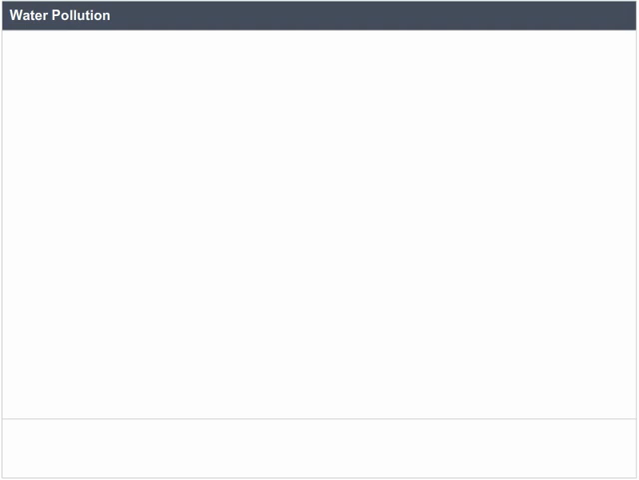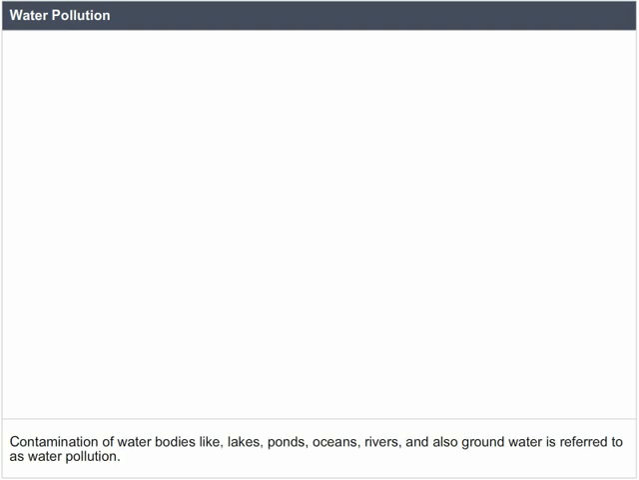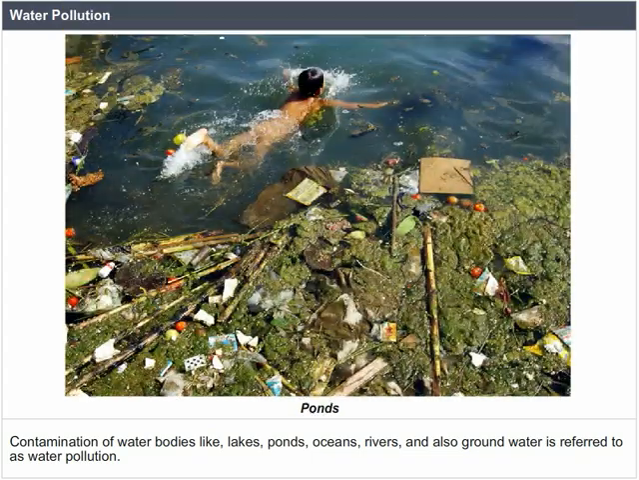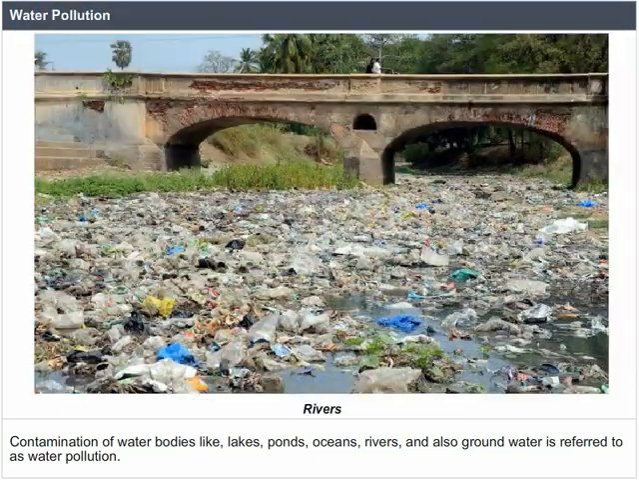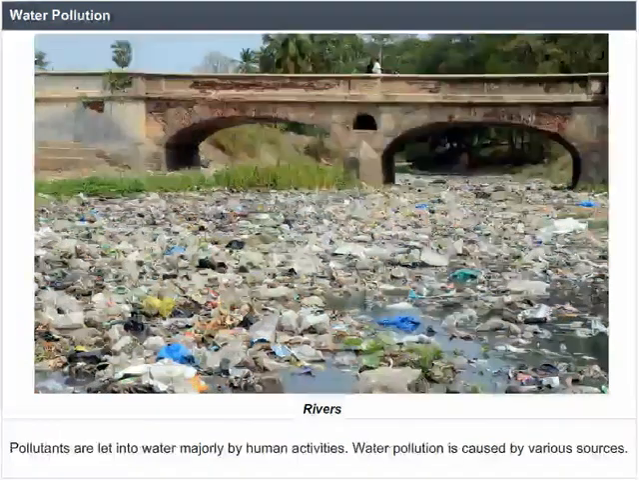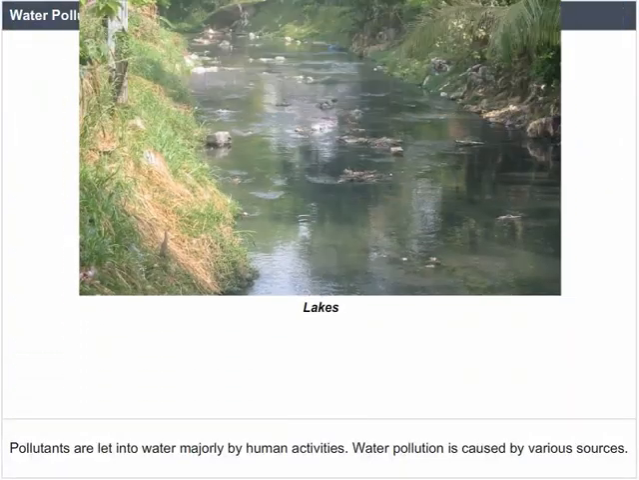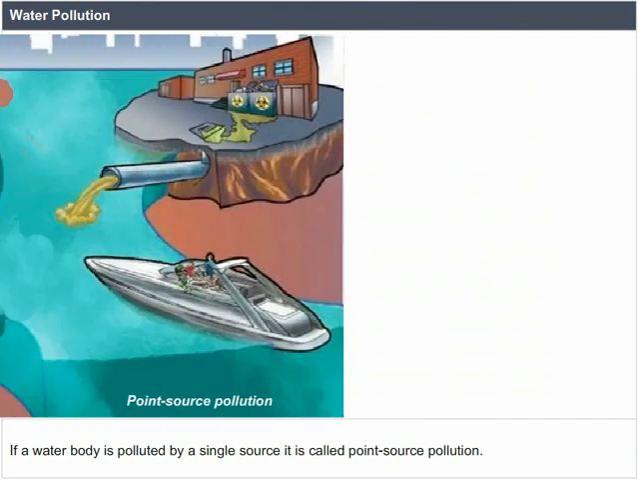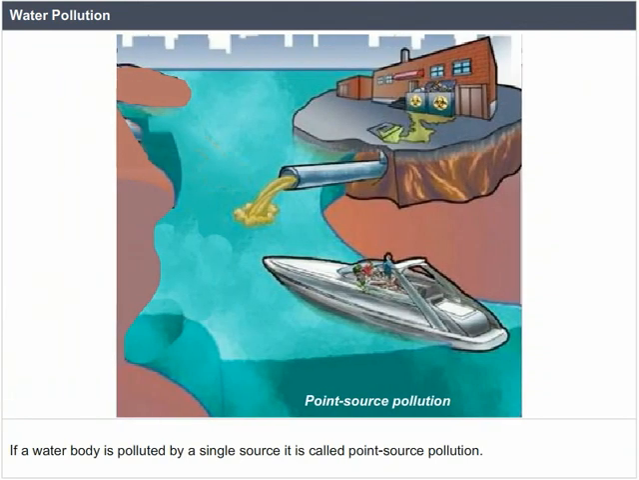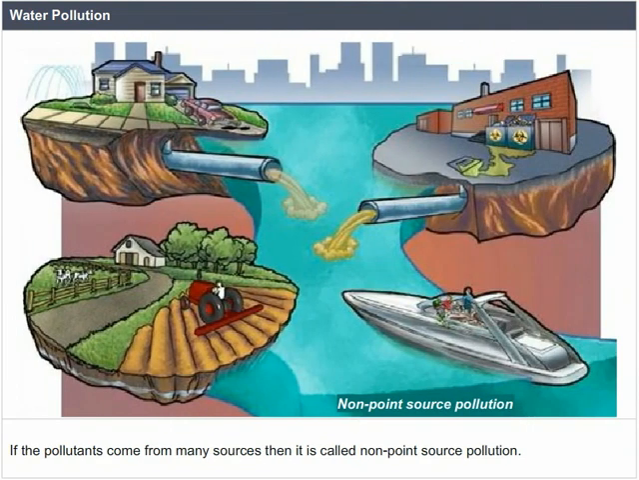Water pollution. Contamination of water bodies like lakes, ponds, oceans, rivers, and also groundwater is referred to as water pollution. Pollutants are let into water majorly by human activities. Water pollution is caused by various sources. If a water body is polluted by a single source, it is called point source pollution. If the pollutants come from many sources, then it is called non-point source pollution.